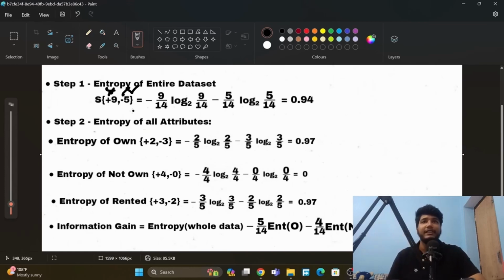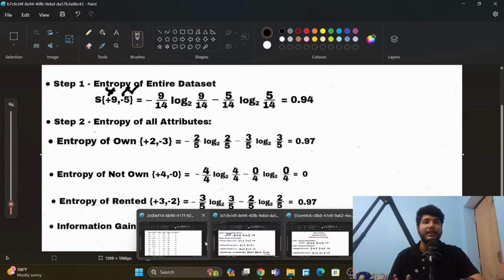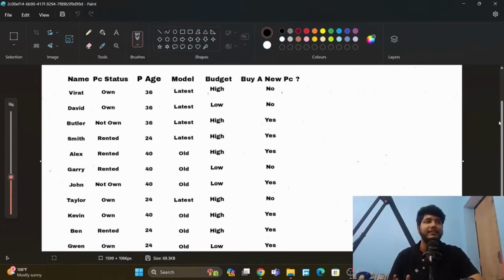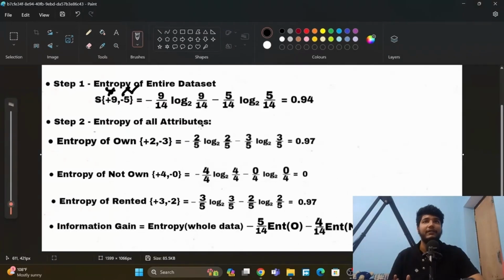Okay, so here we have to write how many yes are in the entire data set and how many no are in the entire data set. So here is our entire data set. We have a total of 9 yes and 5 no. So first we write this 9, which is yes, over our total data set, which is 14, log 2 of 9 by 14, minus 5 no over the entire data set, log 2 of 5 by 14, and we get 0.94, which I have already done. You can do it by calculator.